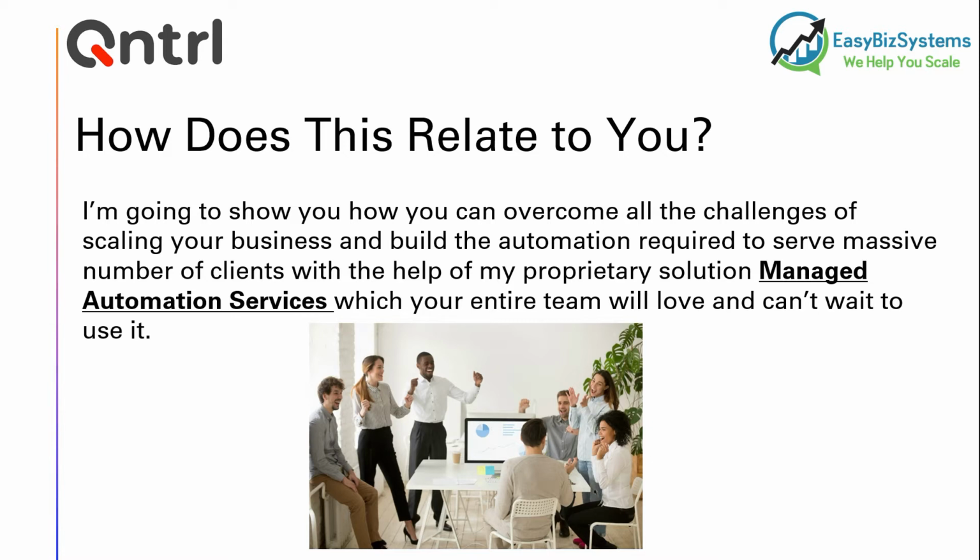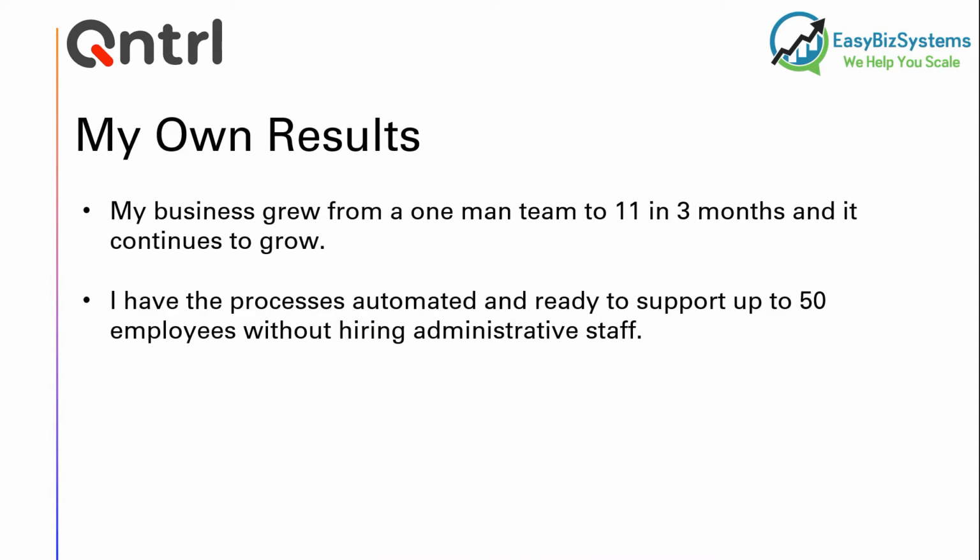But first, let us see some results, right? My business grew with automation from a one-man team to 11 in 3 months, and it continues to grow. I have all the processes automated and ready to support up to 50 employees without hiring any administrative staff. So I have everything in place. Now I can really go and start focusing on scaling my business. That is my result, and that's exactly what happened to my own business when I started implementing automation.